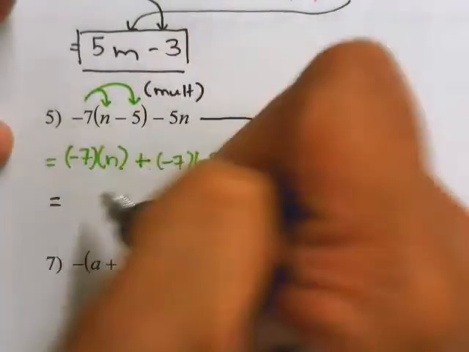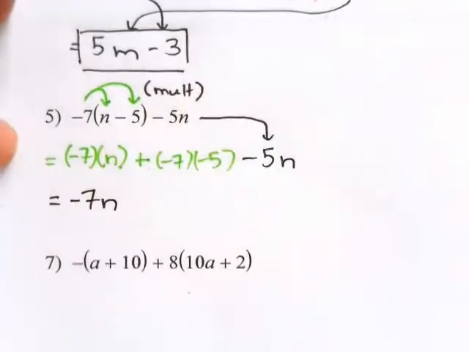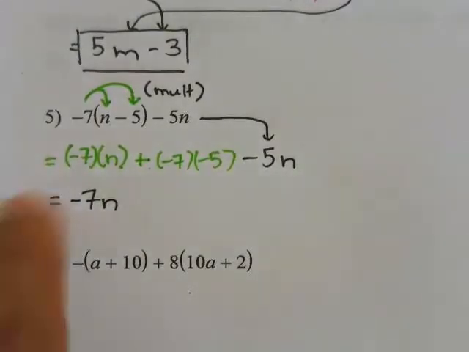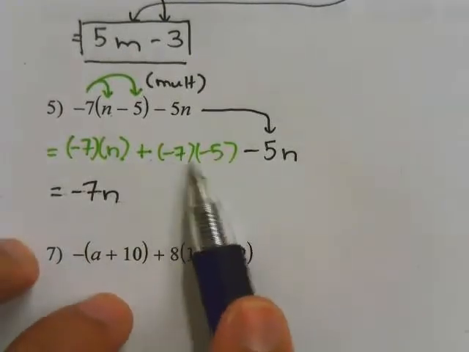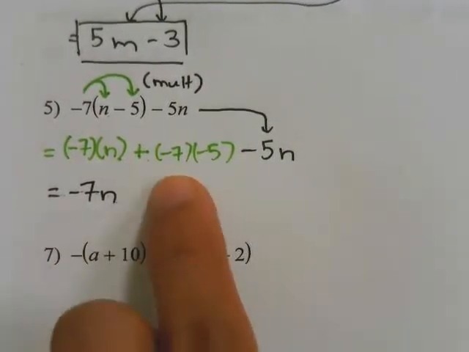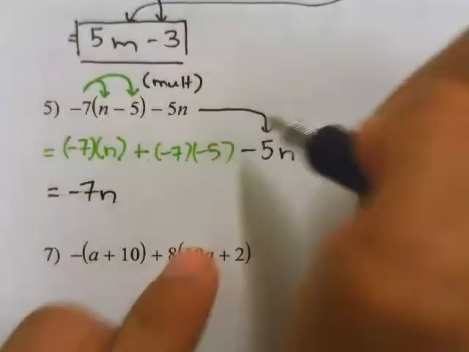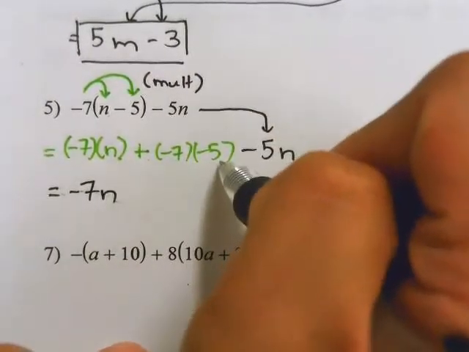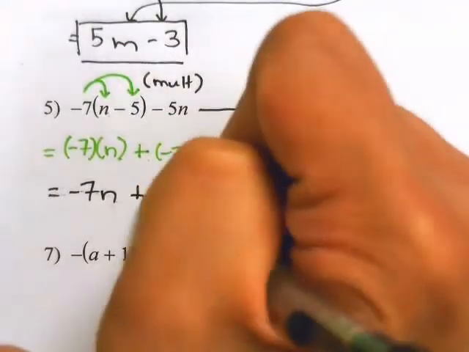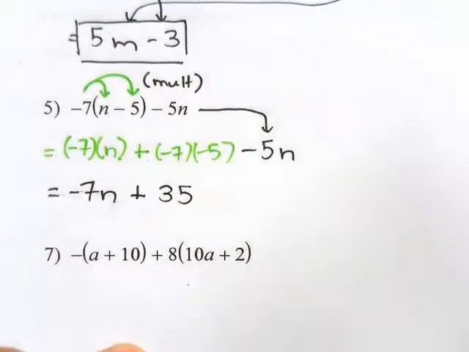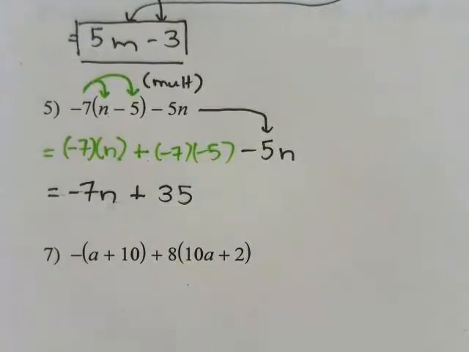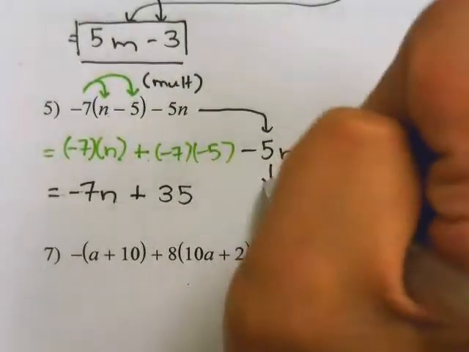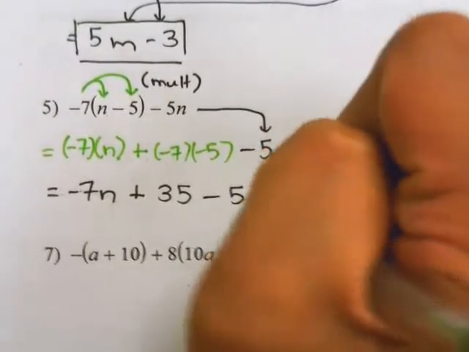Now let's go multiply them together. -7 times n, we really can't do too much. It's just going to be -7n. A number times a variable is just both of them combined, like that. Remember from your positive and negative rules, negative times negative is a positive. So -7 times -5 is positive 35. We're just going to leave it as plus 35. You don't have to write plus 35 again, that's too redundant. Just leave it like that. And then we're going to drop down the -5n.